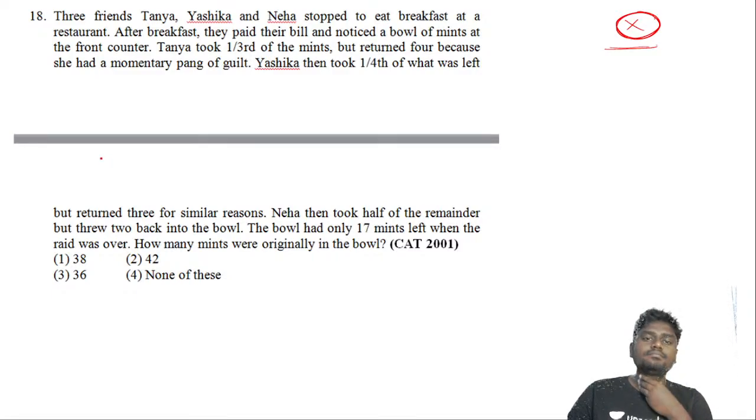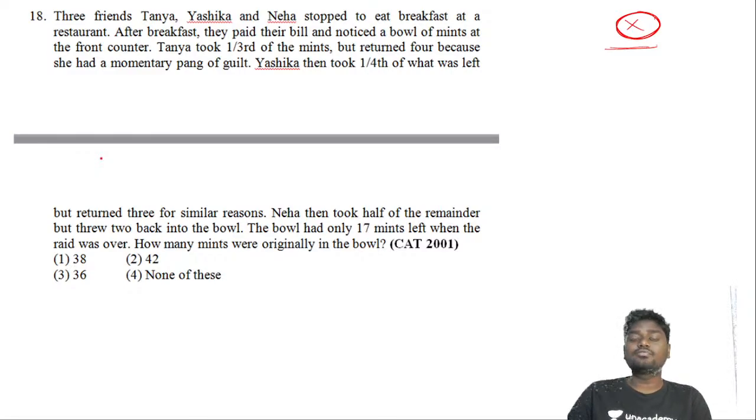What happened? Tanya took 1/3 of the mints. So she took 1/3. If she took 1/3, then the remaining 2/3 will be there in the bowl. After taking that 1/3, she returned 4 because she had a momentary pang of guilt.